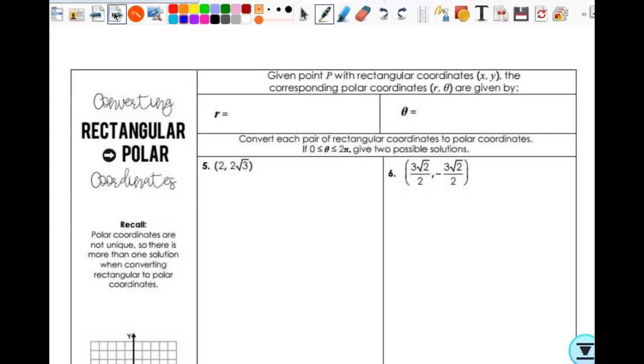Now, the things that we wrote on the front but didn't use, well, the first one was x squared plus y squared equals r squared, right? And then we also wrote that tangent theta equals y over x. Okay? So we're going to have to go the other way. Given the point P with these rectangular coordinates, corresponding polar coordinates of r, theta are given by blank. So I need to solve for r and I need to solve for theta.